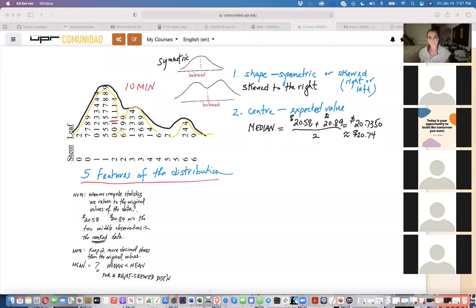All right, so we've done 2. Let's go on to the next one. 3. The next thing we want to report is the spread. The spread of the data tells you about the variation or the variability of the numbers.